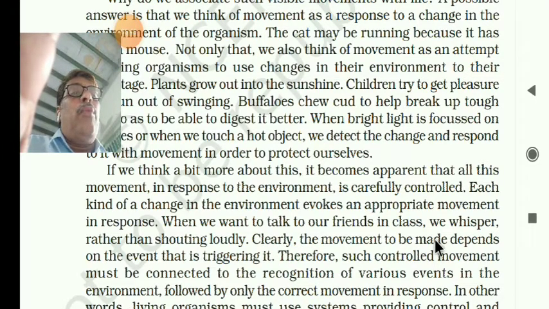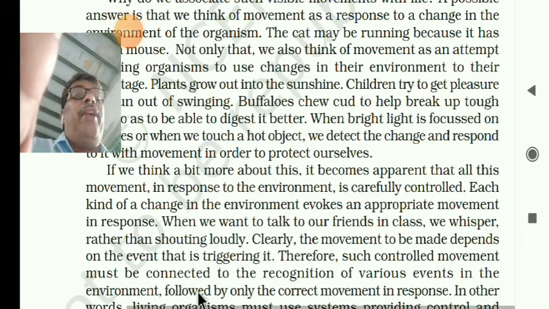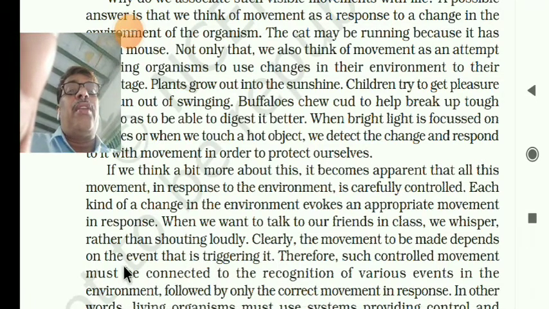Clearly the movement to be made depends on the event that is triggering it. We are activating them according to the situation. Clearly, the movement to be made depends on the event.